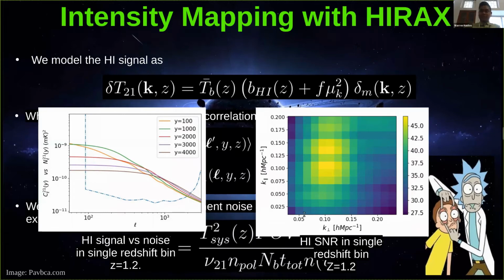And on the right, I show a signal to noise ratio in one redshift bin. We can see it's on the order of 50 in each pixel, or peaks at 50 in this pixel, which is quite high signal to noise, which we can use to get good parameter constraints, which we'll see later.